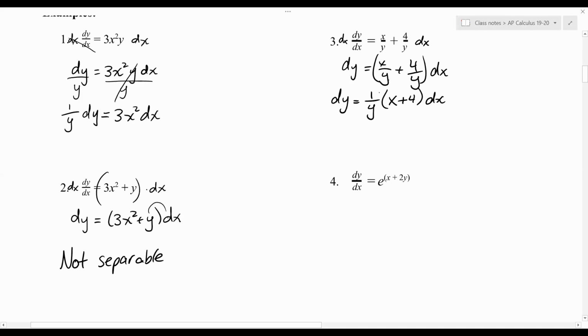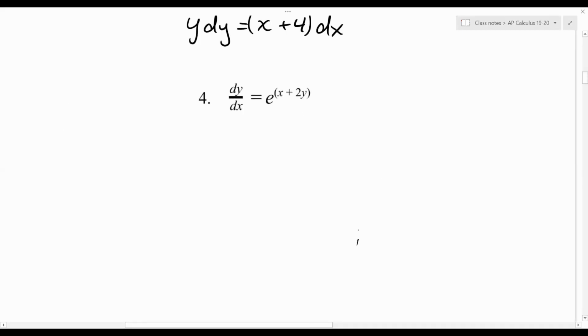So now we can get rid of this term by multiplying by y over 1, the reciprocal, or just y, on both sides. So we get y dy equals, these cancel, x plus 4 dx. Now our x's and y's are separated, we can integrate to find our solution. Let's do one more example.